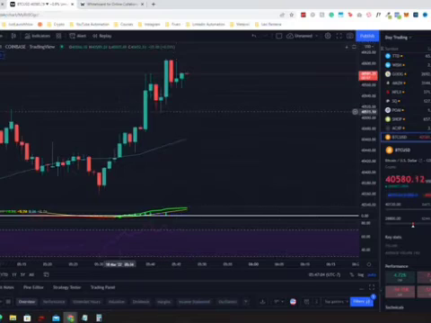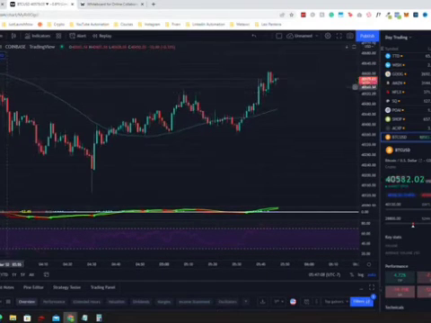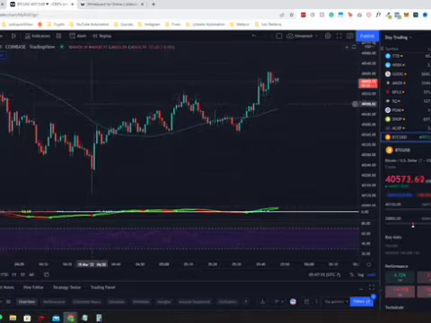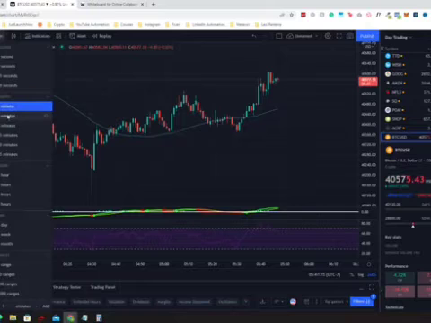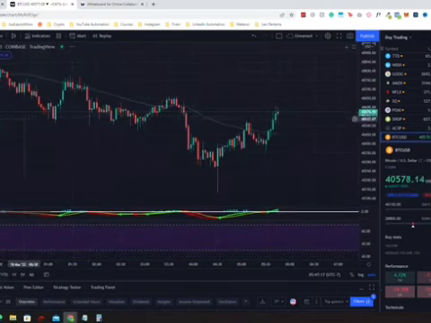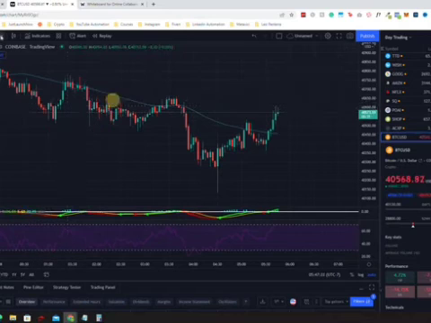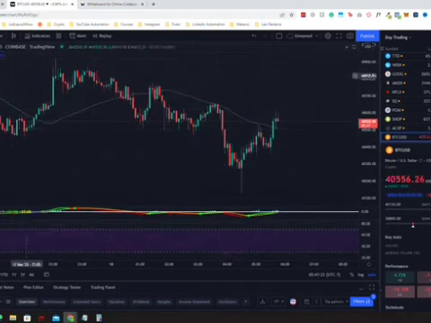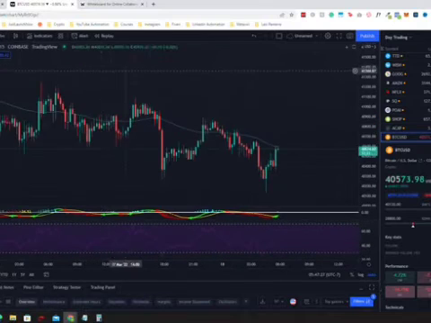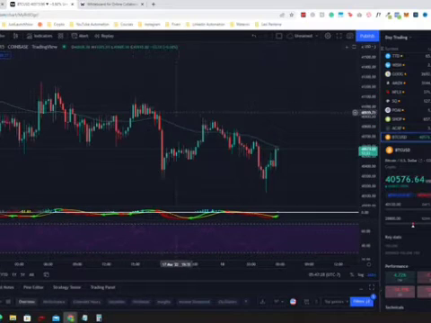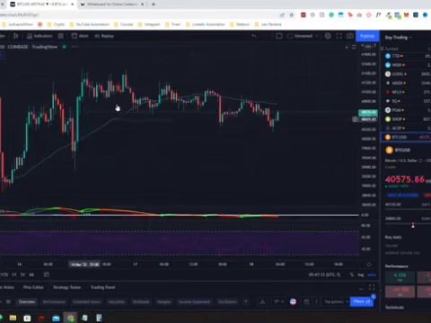So basically this is a chart based on 1 minute candlestick stems. Now if I were to change it to a different time frame, I could do 3 minutes, which means every candlestick represents 3 minutes. I could do 5 minutes, I could do 15 minutes, which means each candle represents 15 minutes. And I could do 30 minutes.